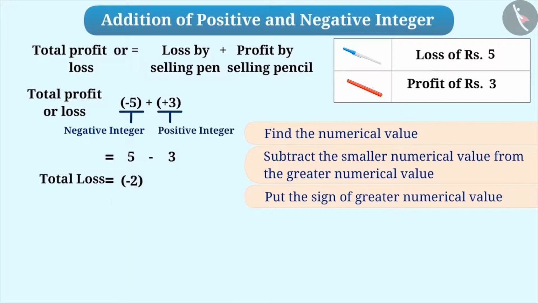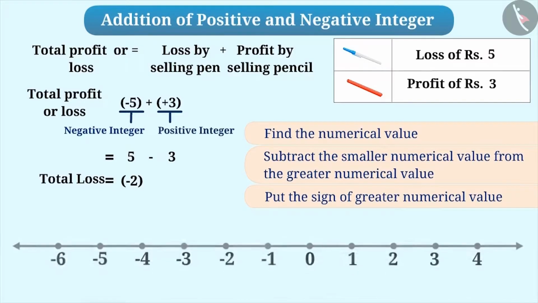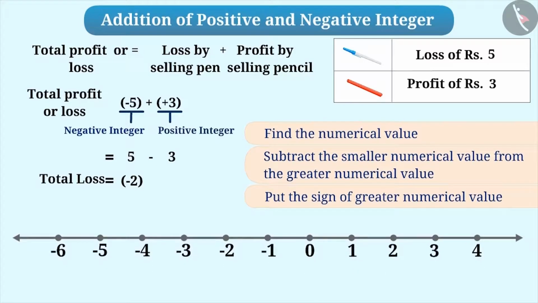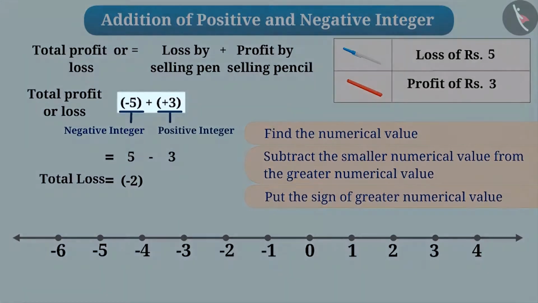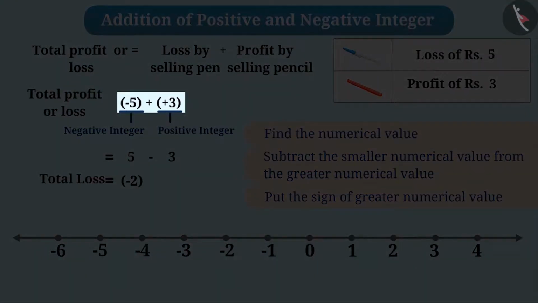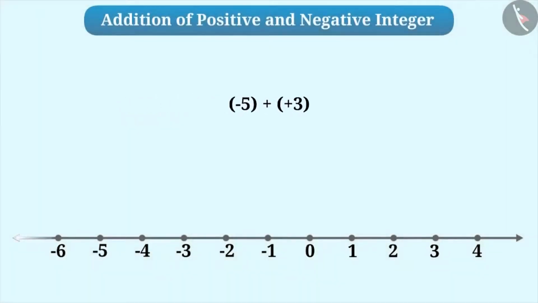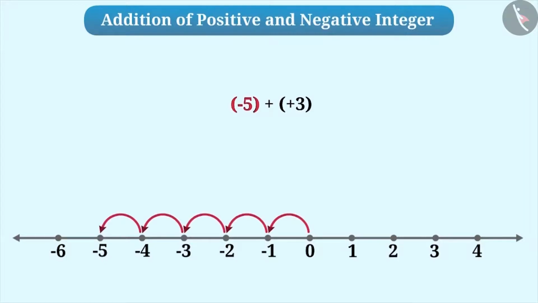The addition of a negative integer and a positive integer can also be represented on the number line. Let's understand it with the example of -5 plus +3. First, draw a number line of integers. Here, -5 is the first integer, which is a negative number. Therefore, we move 5 places to the left of 0. By doing so, we reach -5.